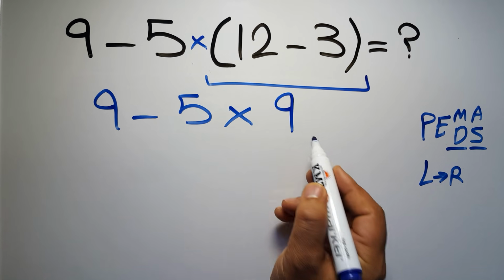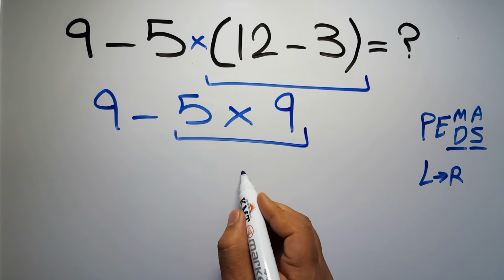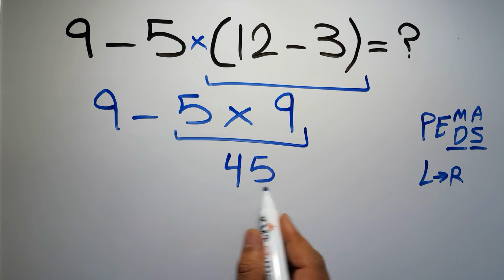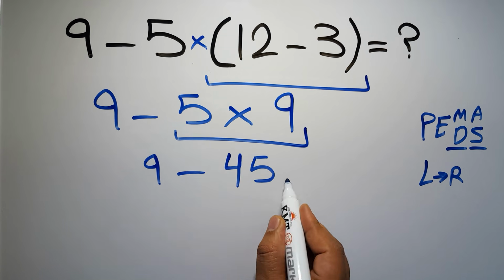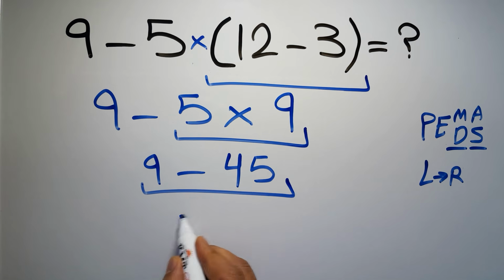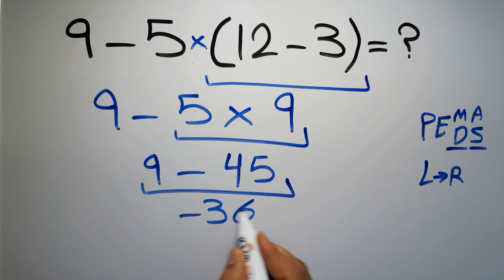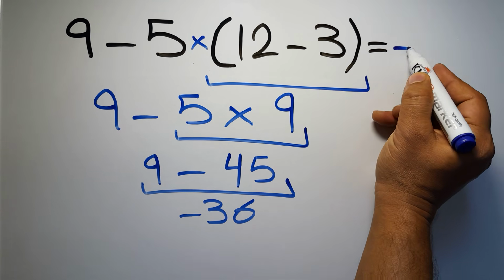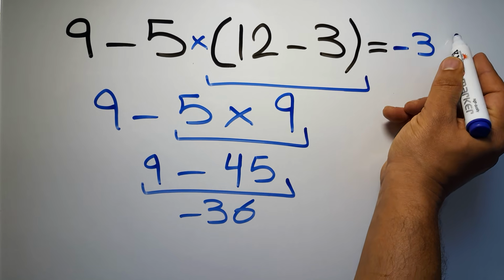5 times 9 gives us 45. So 9 minus 45, which equals negative 36. And this is our final answer to this problem. The correct answer is negative 36.